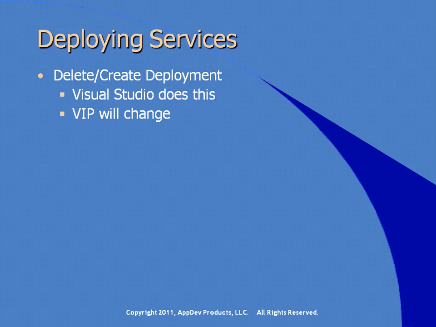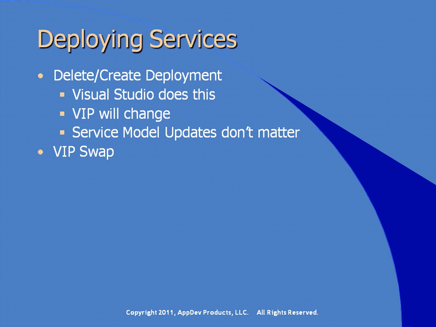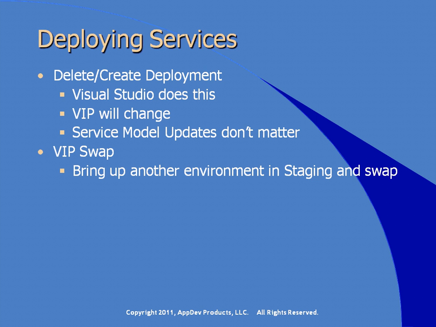We can use the virtual IP, or what's called the VIP swap, to make these changes. So if we deploy to production and then deploy to staging, we can use the VIP swap to make these changes and redeploy. And the great thing about this is that the service model updates don't matter. So if we're updating our service model, that doesn't matter. We can deploy either through Visual Studio or the portal, and the service model doesn't matter. We can do VIP swaps, which means we can bring up another environment in staging and swap that with production.